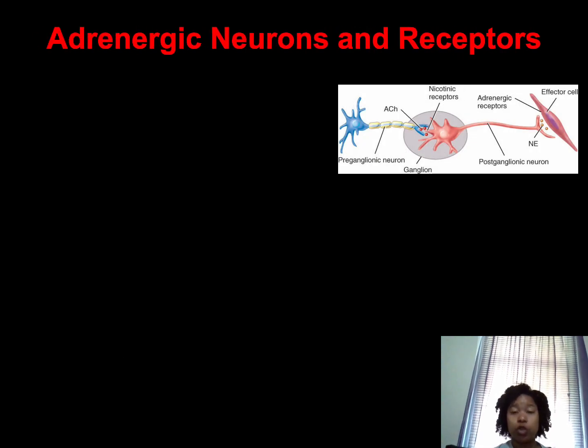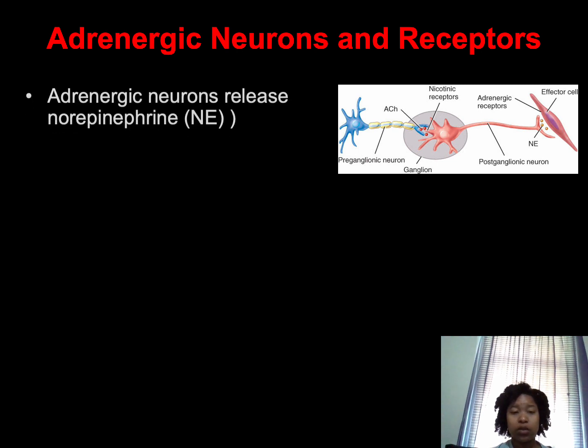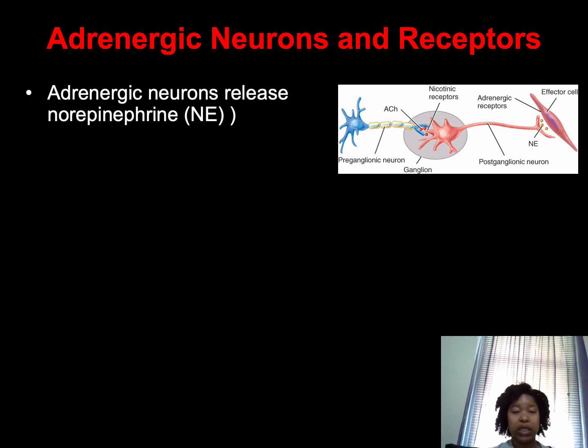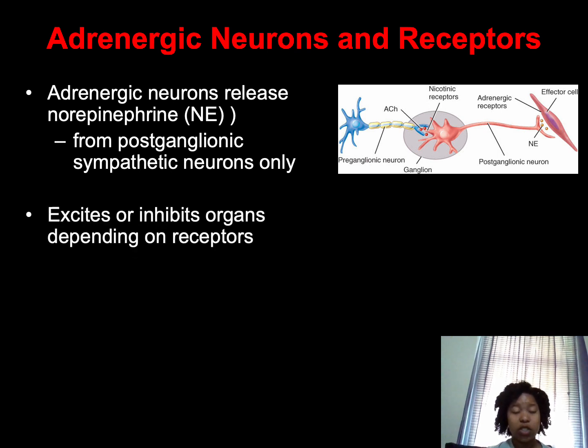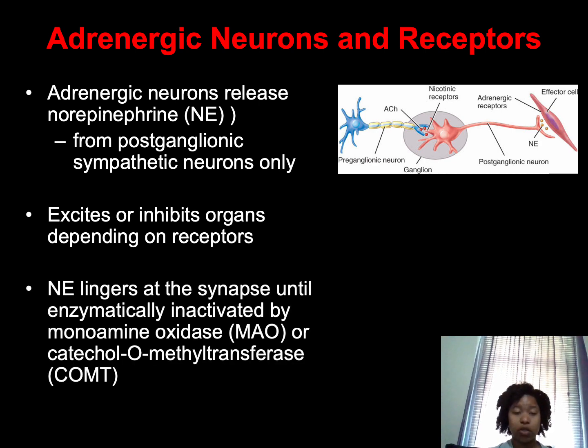So now we'll go on to adrenergic neurons and receptors. Adrenergic neurons release norepinephrine. That's usually depicted by NE. And this happens from postganglionic sympathetic neurons only. This norepinephrine can excite or inhibit organs depending on the receptors that they go to.